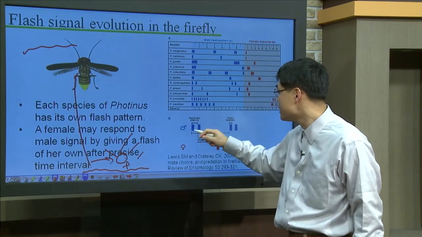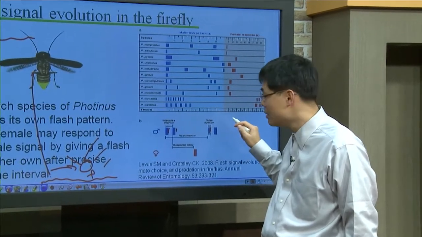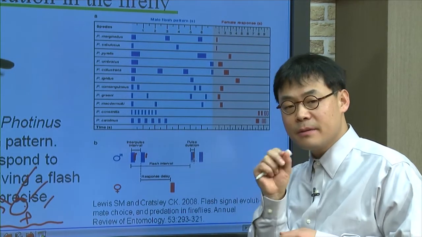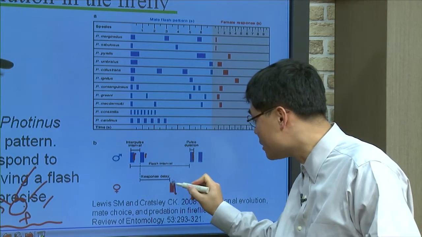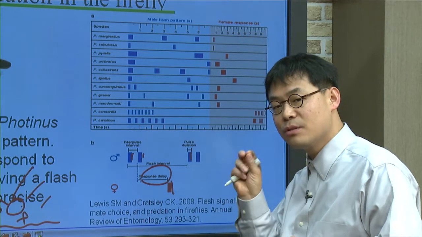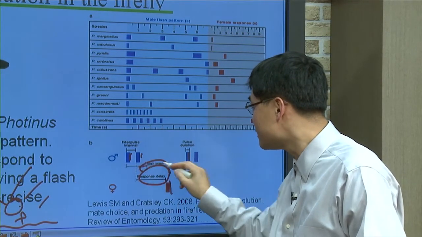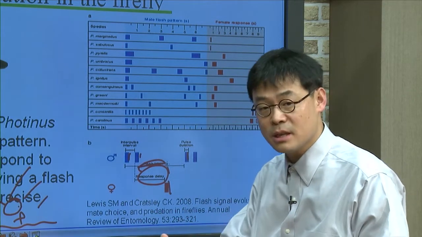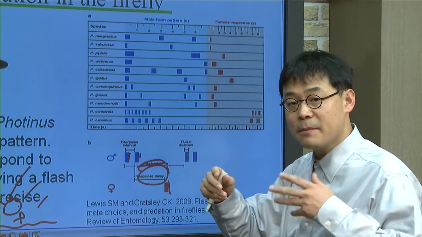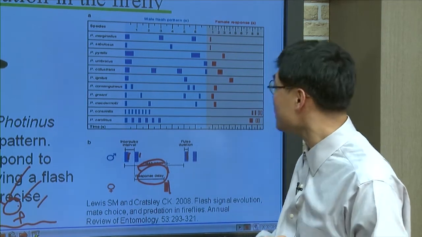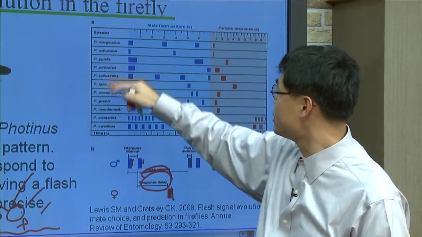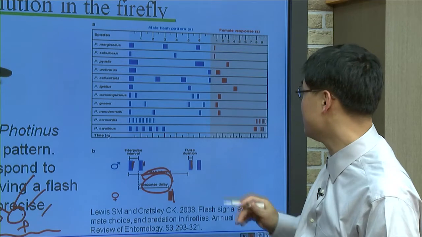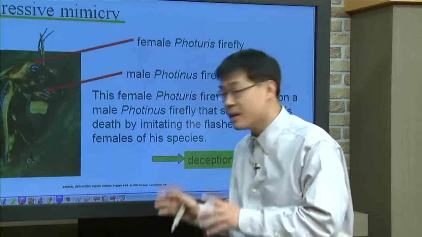Once the male gives some species-specific signal, then after the male's signal, the female times a very specific amount of time to give a signal. This is very specific. She gives the signal at the right time. The male notices that this is a female of my own species and then lands. So that's the way the males and females communicate with each other in fireflies. So that's the flash patterns of the males for each species, and this is the flash patterns of the females for each species and all the differences. So everything is good so far.